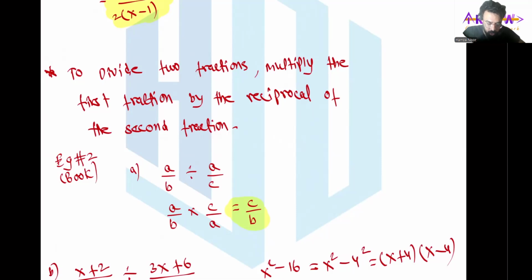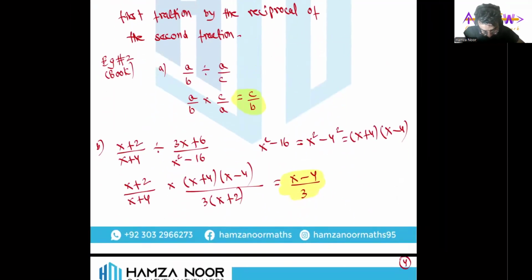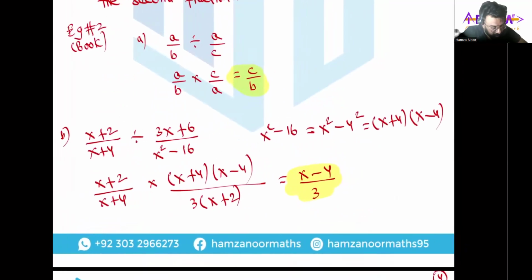So here we have part A of this example. I hope you don't have any issue with this. Then we have part B. In part B, the question is (x + 2)/(x + 4) divided by (3x + 6)/(x² − 16). First things first, you are going to factorize x² − 16, and in place of 16, I have mentioned 4².